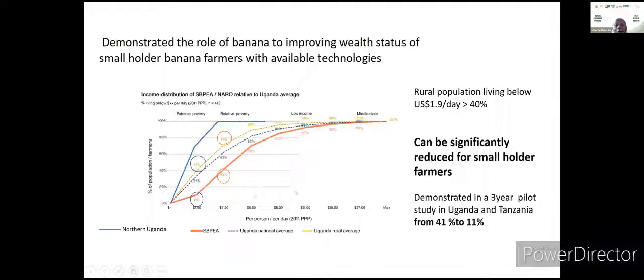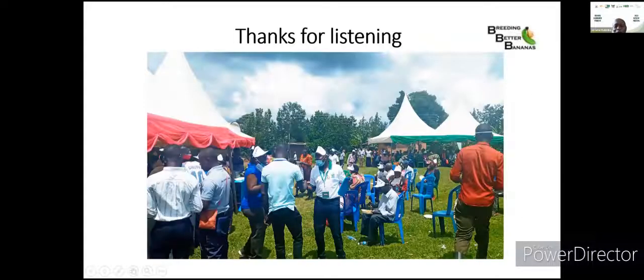And this is even before we include varieties, because this is still at a productivity of about 20 tons per hectare per year. So if we include varieties that are producing at 50 tons per hectare per year, we expect this picture to be even better. If we were producing bananas, you can see a lot of people would be enjoying, and I want to thank you for listening to me.